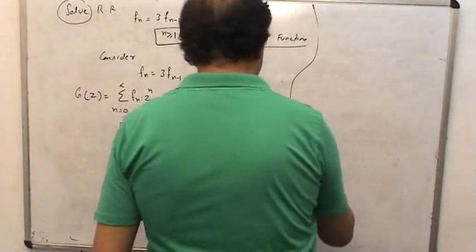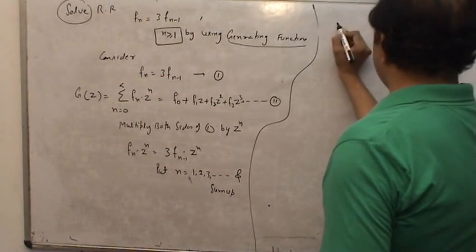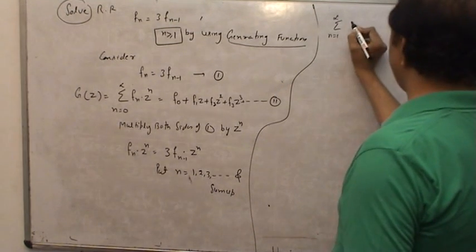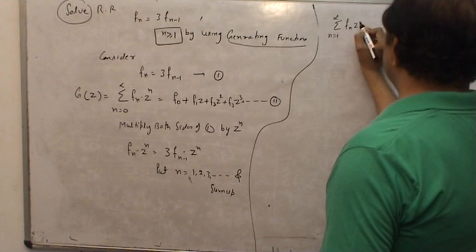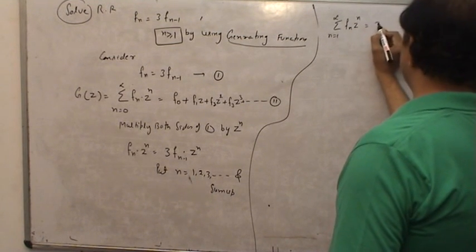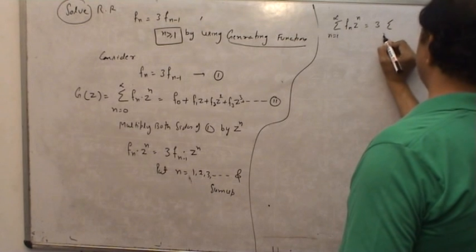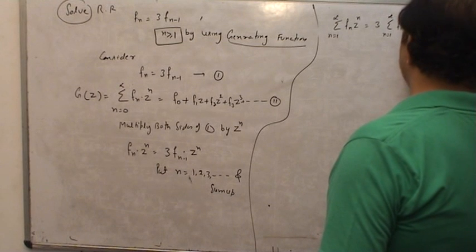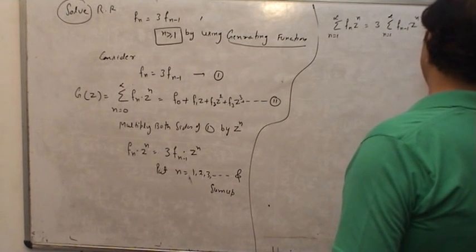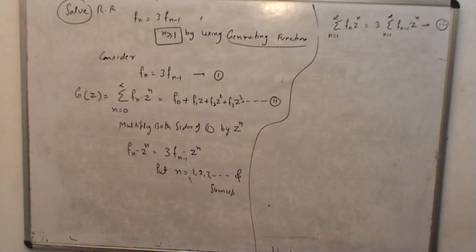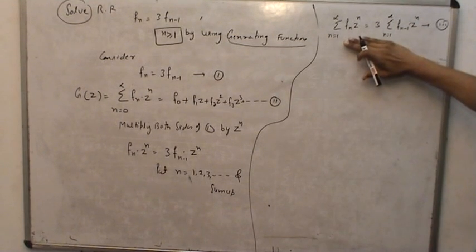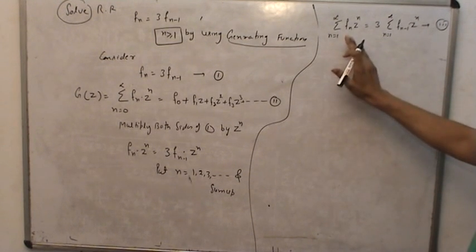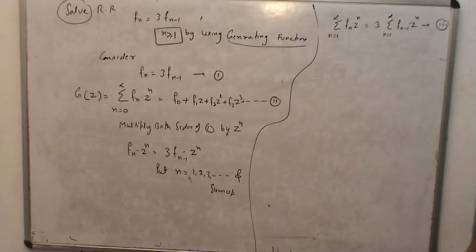Then this converts into sigma, n varies from 1 to infinity, Fn z raised to the power n is equal to 3 times sigma, n varies from 1 to infinity, Fn minus 1 into z raised to the power n. Take it as equation number 3. Again we can solve these equations simultaneously or by considering the different terms separately.